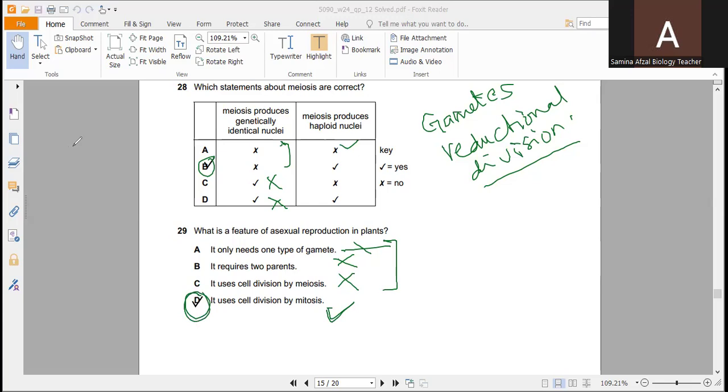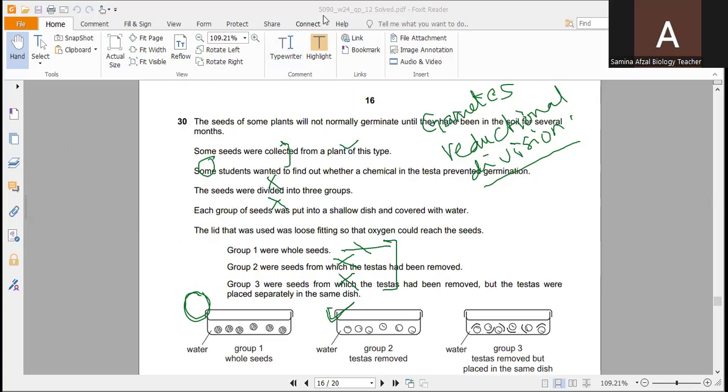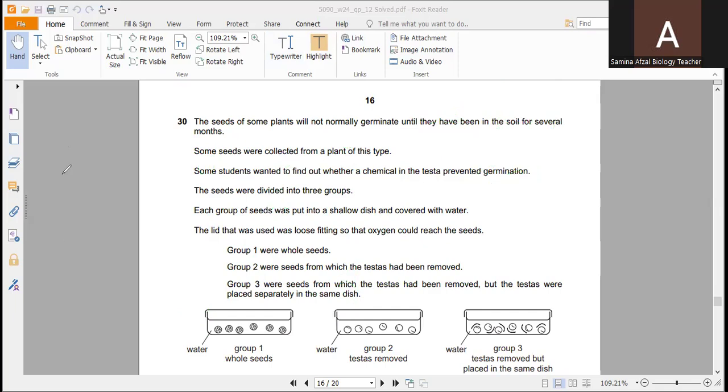Now we are moving towards question number 30, and a detailed question is there. 30. The seeds of some plants will not normally germinate until they have been in the soil for several months. Some seeds were collected from a plant of this type. Some students wanted to find out whether a chemical might be present that prevents germination. The seeds were divided into three groups. Each group of seeds was put into a shallow dish and covered with water.